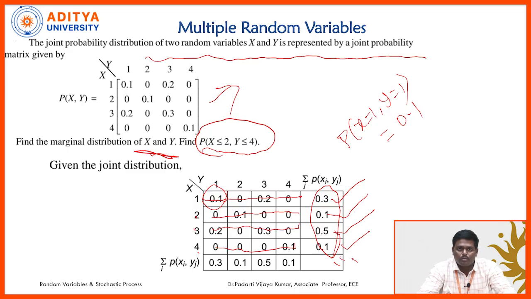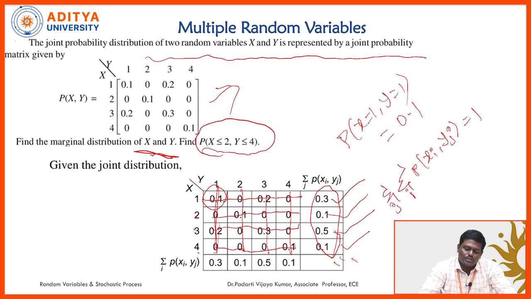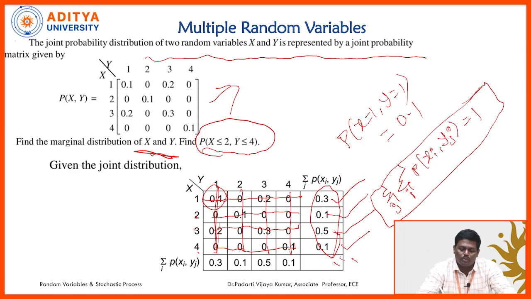The sum of all probabilities defined on a random variable must be equal to 1 according to the probability mass function. Similarly, column wise addition: 0.3, 0.1, 0.5, 0.1. Again you add, you will get 1. So the summation of probability of xi comma yj will be equal to 1. According to the joint probability mass function definition, the sum of all the joint probabilities must be equal to unity.